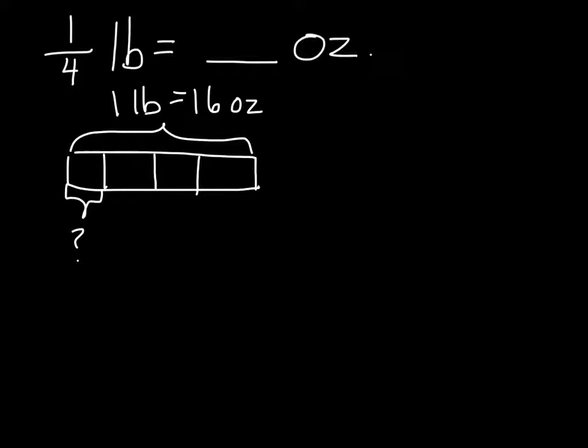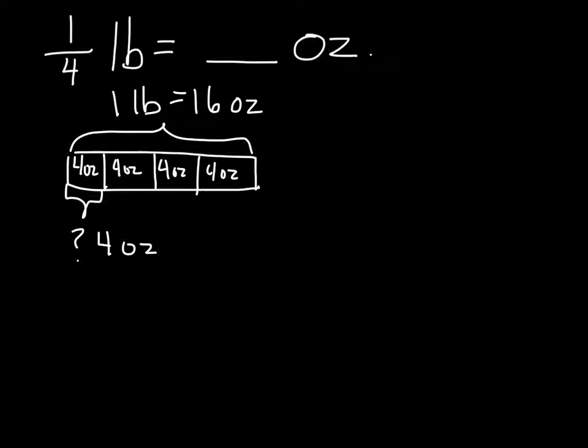So then when we look at our tape diagram, we can see that 16 ounces divided into 4 equal parts will mean that we have 4 ounces in each part because 4 times 4 equals 16. So 1/4 is going to equal 4 ounces. 1/4 of a pound will be 4 ounces.